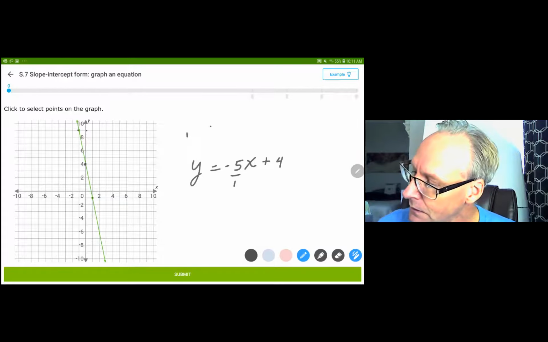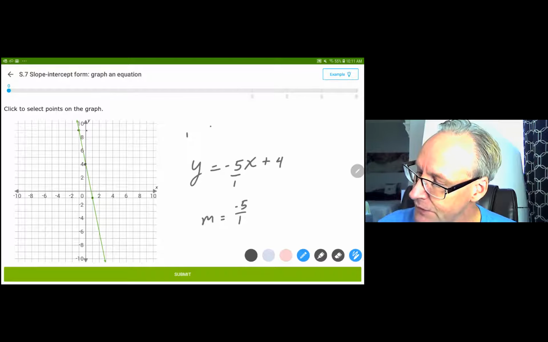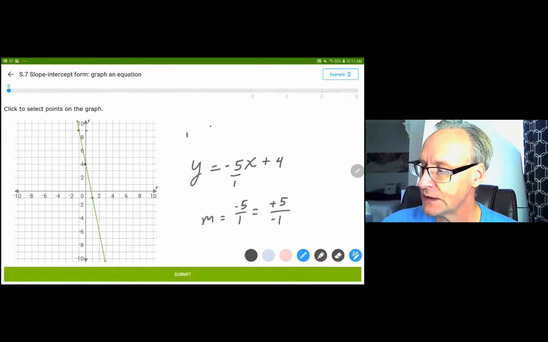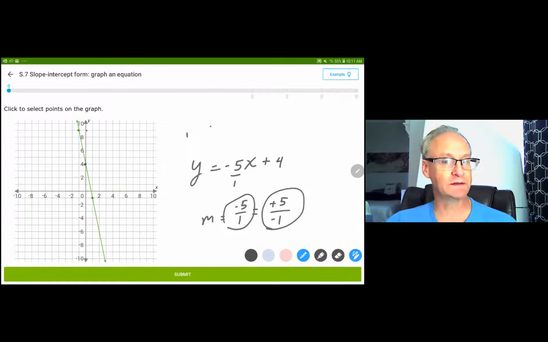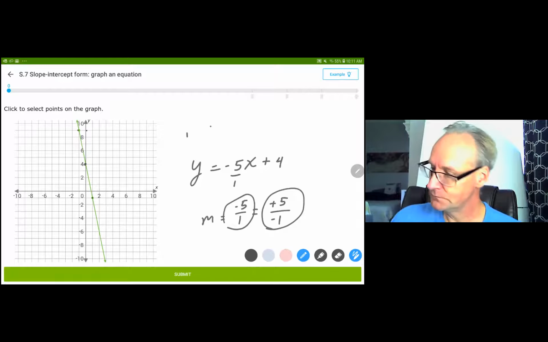Because the slope is negative 5 over 1, which happens to be the same as positive 5 over negative 1. There are times when you're going to want to be able to use this method instead of this one, and it counts both ways. Either way is correct.